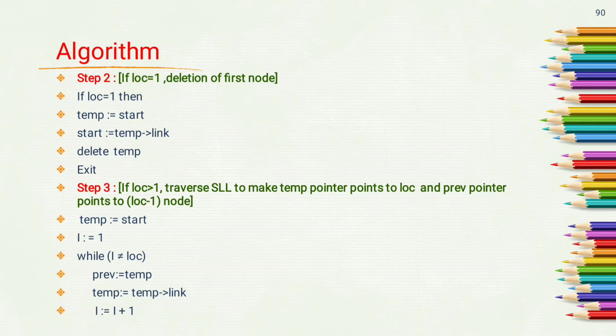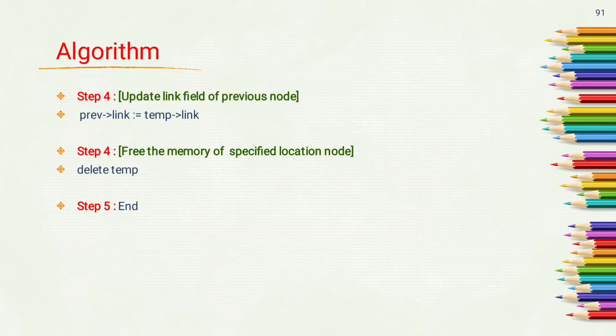In step 3, if the location is greater than 1, traverse the singly linked list to make the temp pointer point to LOC and the previous pointer point to the LOC minus 1 node. So for that, first we store the address of the first node into temp and I equals to 1. While I is not equal to location, move previous to temp node and temp to temp link and increment the value of I by 1. In step 4, we update the link field of the previous node by writing previous link equals to temp link. And in step 5, we free the memory of the specified location node, that means delete temp. Step 6 is END.